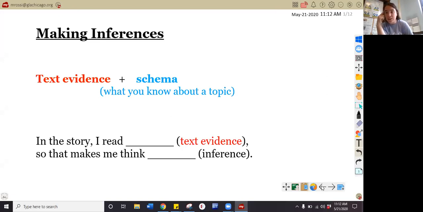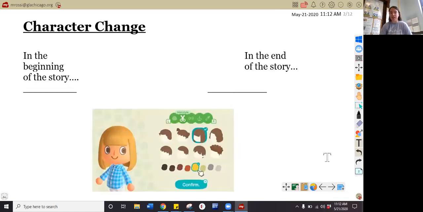I want you to pause your video and tell me the sentence stem that you use to answer inferential questions now. In the story, I read blank, so that makes me think blank. Good. That is our sentence stem that we use to answer inferential questions.